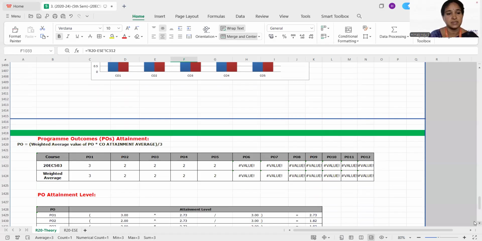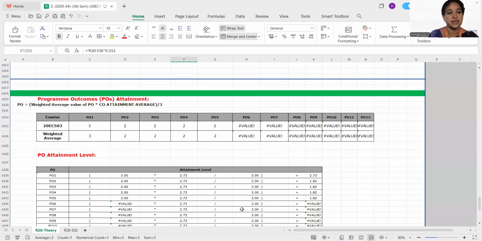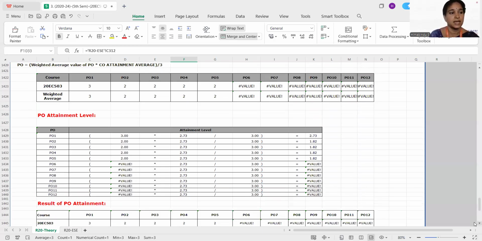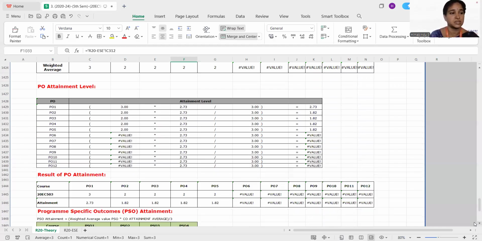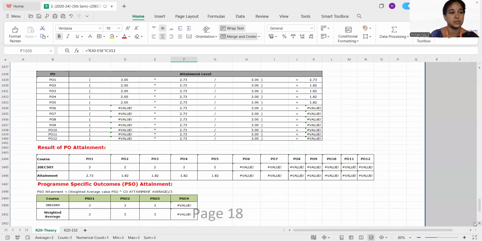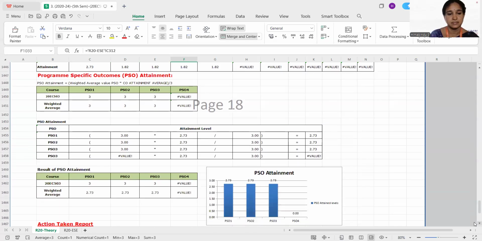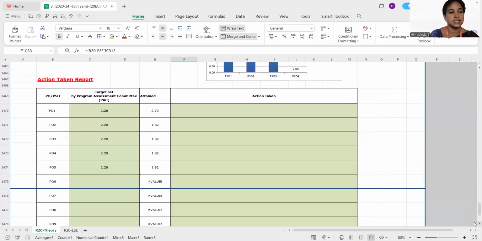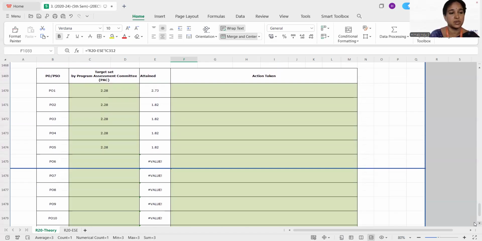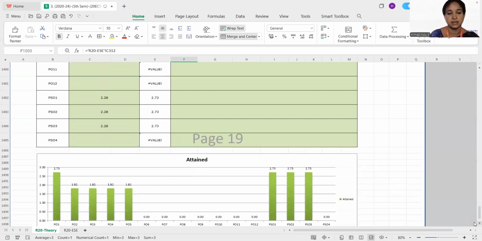Next, program outcomes attainment. These are the weighted average values which we calculated from the course articulation matrix at the starting of this phase. This process calculates the PO and PSO attainment values using the weighted average method based on the CO average value. For this course, the CO average value is 2.73. These are the individual PO attainment values for this course, which serve as the input for calculating the overall PO and PSO attainment for this student batch.